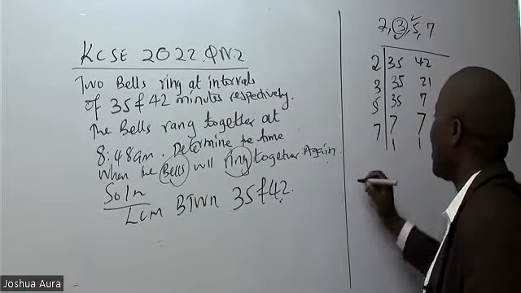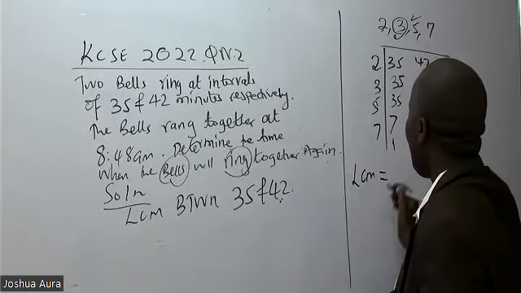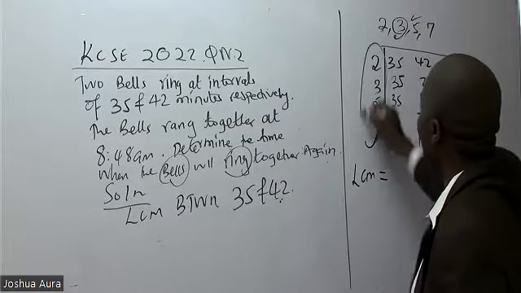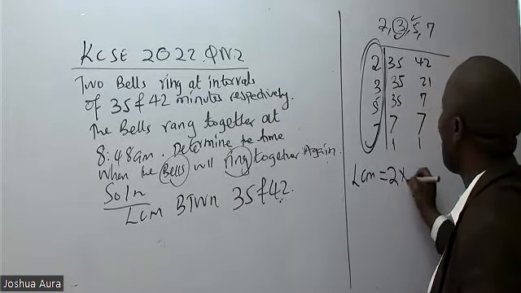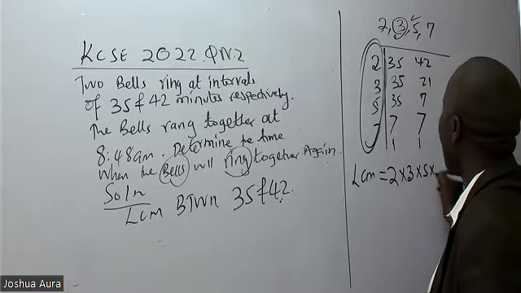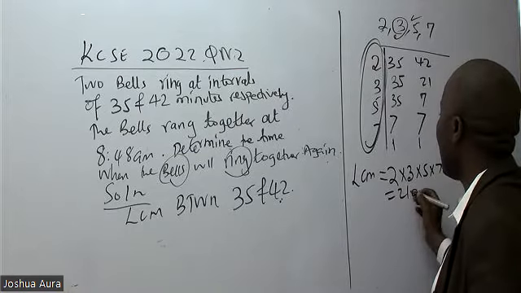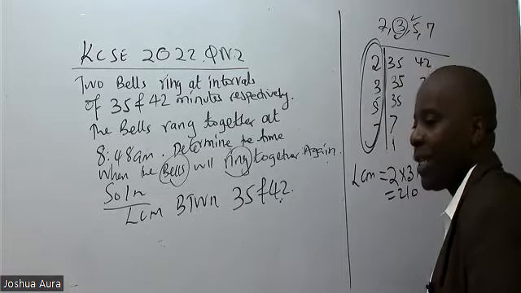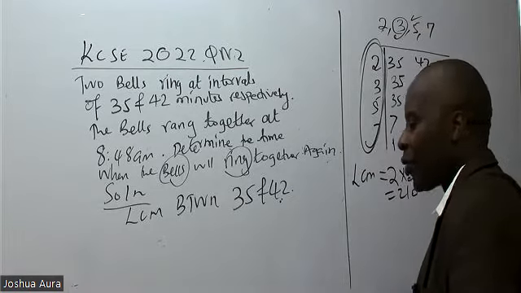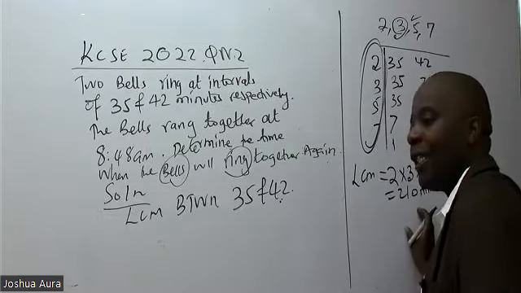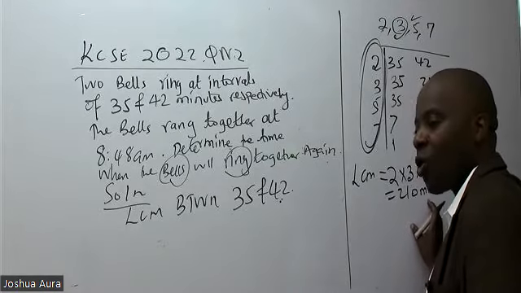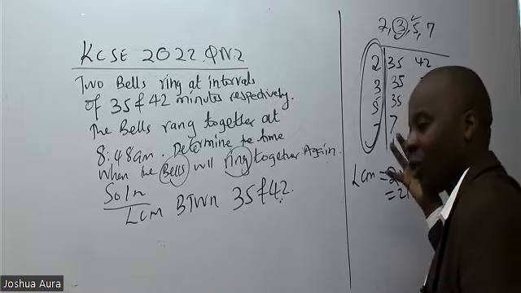Ladies and gentlemen, then this LCM here will be equal to, I'll now come and use the prime numbers. So I have 2 times 3 times 5 times 7. I believe that this is what will give us 210. So these are 210 minutes. I would want to convert these to hours, and of course, the extra will be minutes.